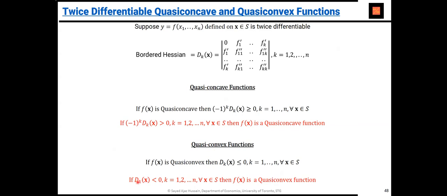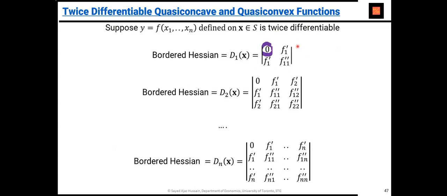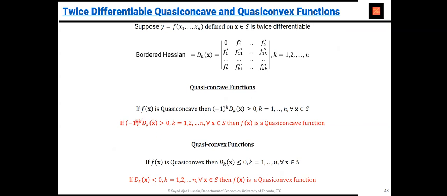And if all bordered Hessian determinants are negative, we have a quasi-convex function. Incidentally, notice that this one says if the first bordered Hessian is negative, it's quasi-concave. This also says if all bordered Hessian determinants are negative, it's quasi-convex. Notice that the determinant of this first one will always be negative, because 0 times this minus that times this, minus f1 prime squared, is always going to be a negative number. So no matter what, this first D1 is going to be negative.